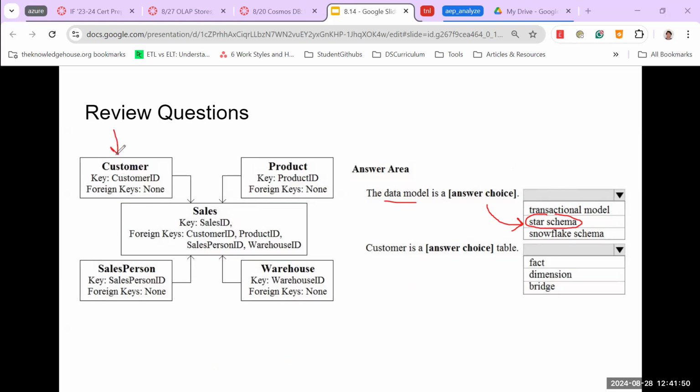Now, what about customer? Is this a fact, a dimension, or a bridge? Think about that for a second. It is, in fact, a dimension. Remember, in the middle are your fact tables, and on your margins are your dimensions.